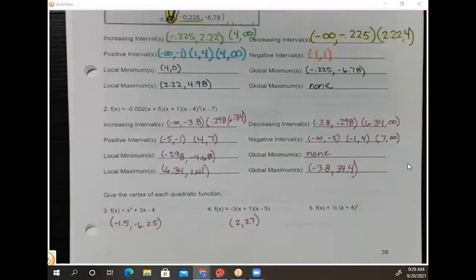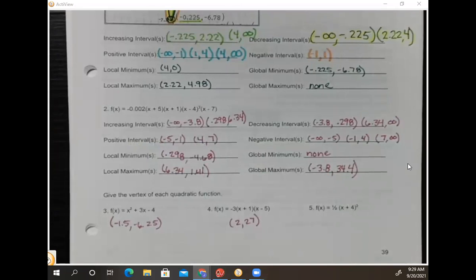Questions for me for today? Okay, again, this is all stuff you guys have seen, so this should have been familiar. You've done increasing, decreasing, positive and negative intervals before. You found minimums and maximums before. And you talked about the idea of a vertex before. So we're just sort of refreshing how to find all those things on our calculators.